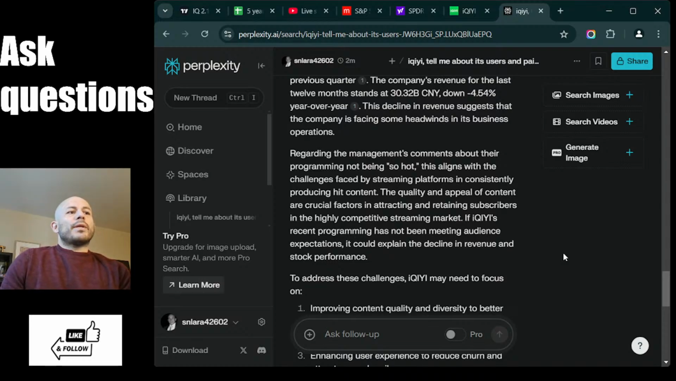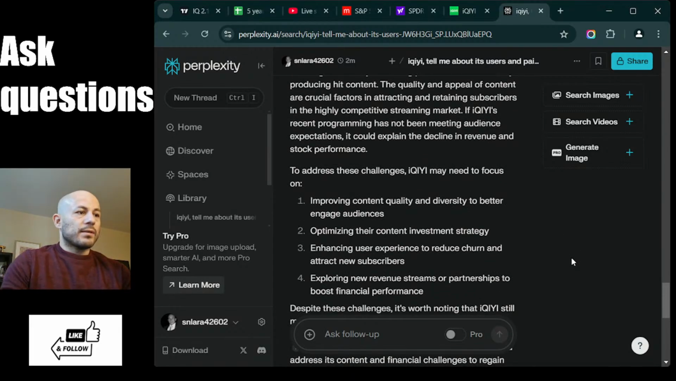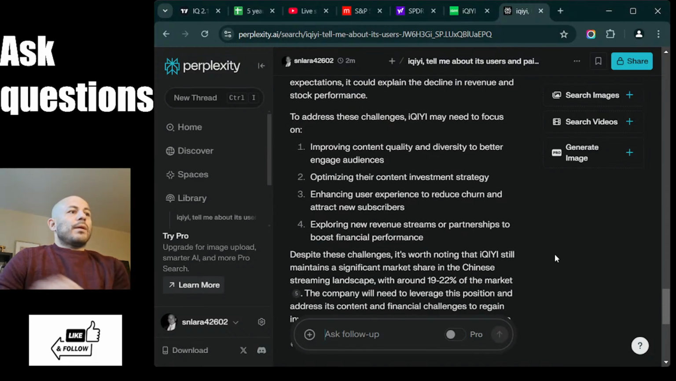Regarding the management's comments about their programming not being so hot, now those are my words, this aligns with the challenges faced by streaming platforms in consistently producing hit content. The quality and appeal of content are crucial factors in attracting and retaining subscribers in the highly competitive streaming market. If IQiyi's recent programming has not been meeting audience expectations, it could explain the decline in revenue and stock performance. They did talk about that in the last earnings call, so it may not have the text. So I think maybe they were holding back.